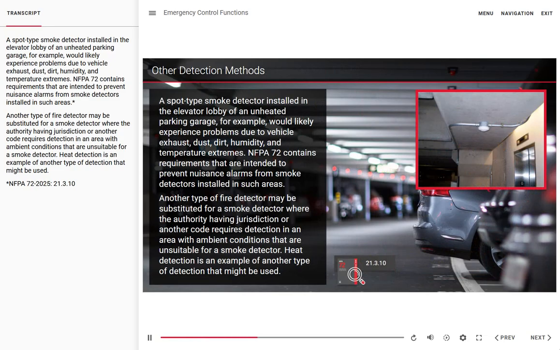NFPA 72 contains requirements that are intended to prevent nuisance alarms from smoke detectors installed in such areas. Another type of fire detector may be substituted for a smoke detector where the authority having jurisdiction, or another code, requires detection in an area with ambient conditions that are unsuitable for a smoke detector. Heat detection is an example of another type of detection that might be used.